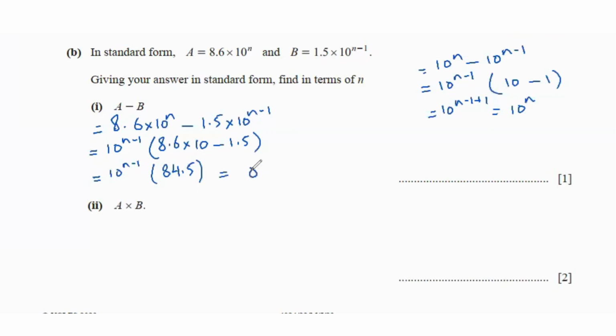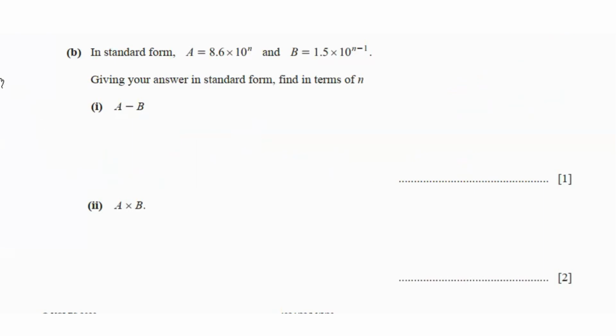So that's going to be 84.5 times 10 to the power of n minus 1, which is going to be 8.45 times 10 to the power of n. Then the second part, it says A times B.